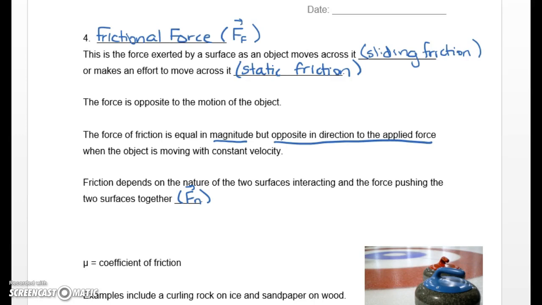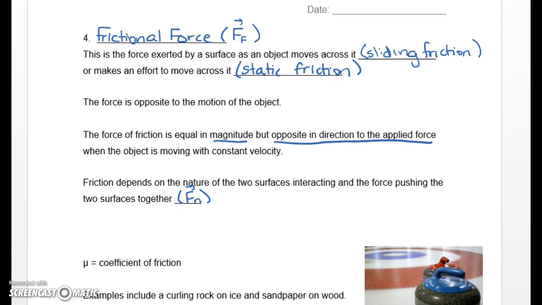So just to give an example when we're talking about the two different types of surfaces that we're working with, say if you were to take a curling rock, you were to place it on some ice, and then you were to place another curling rock and put it on some sandpaper. Which one do you think would be a lot easier to push? So the types of materials that you're working with in terms of your surface is going to provide some resistance. So obviously we're going to have less resistance with ice than if we were to have a surface with sandpaper.